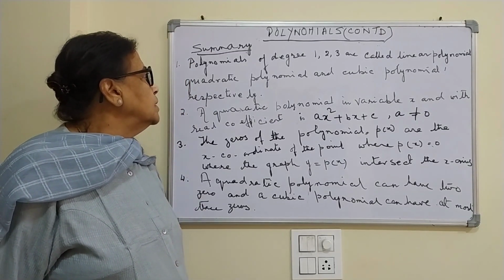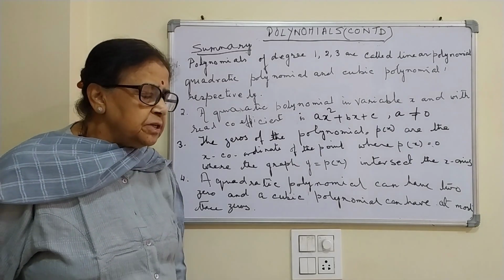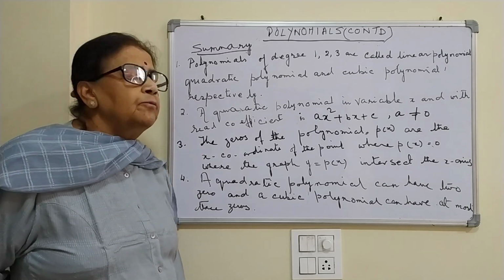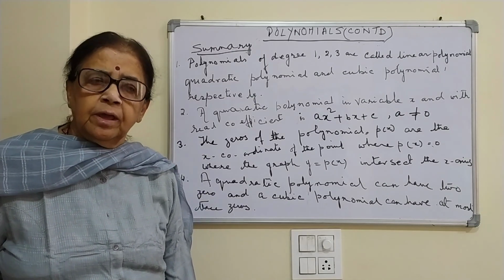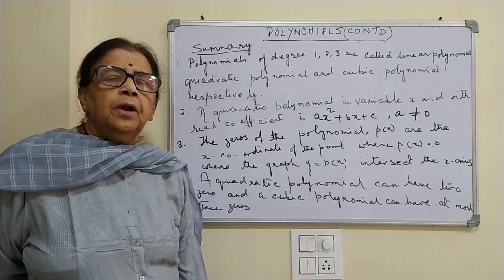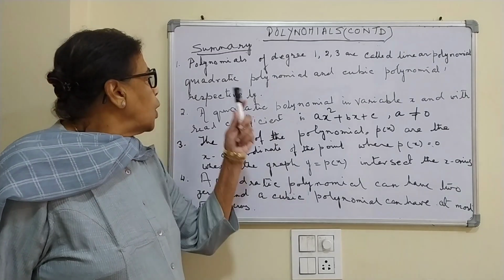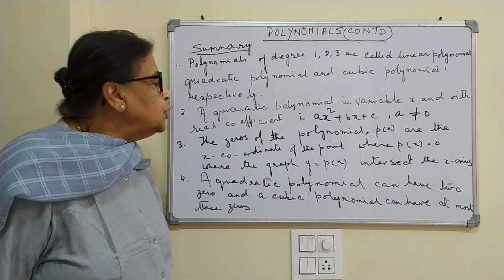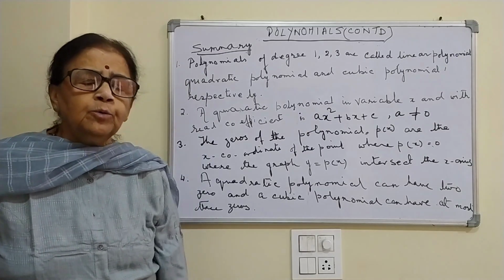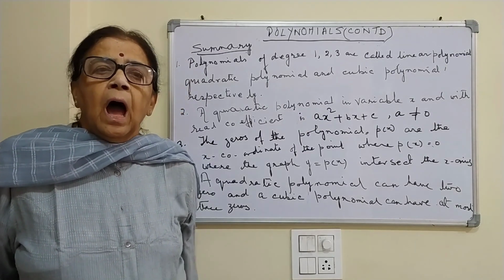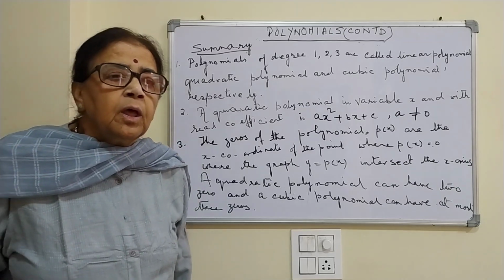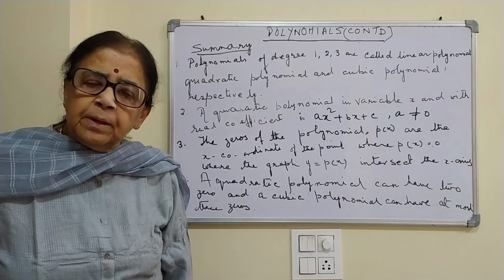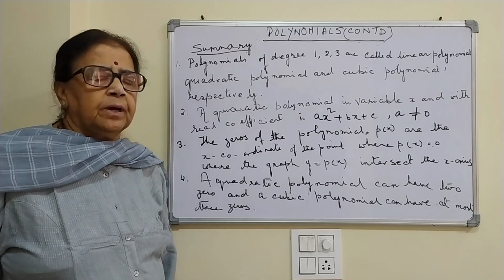We have completed polynomials, and I will tell you the gist of it, a summary of it. First, polynomials of degree 1, 2, 3 are called linear polynomial, quadratic polynomial and cubic polynomial. But before I tell you that, what is a polynomial? A polynomial is an expression with a variable. It can be linear, it can be quadratic, it can be cubical.